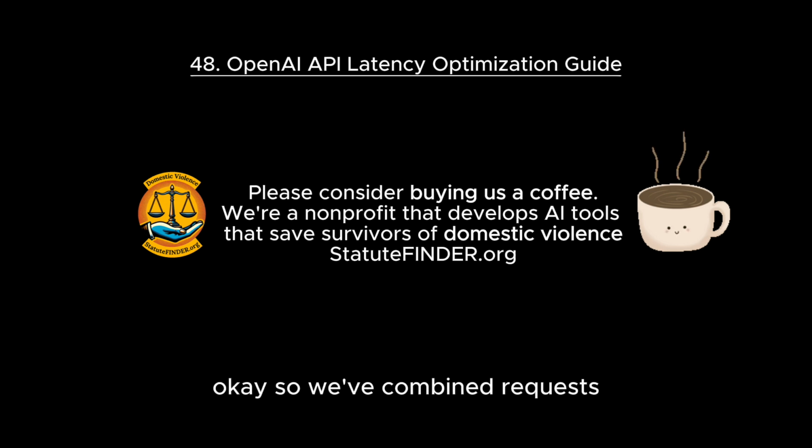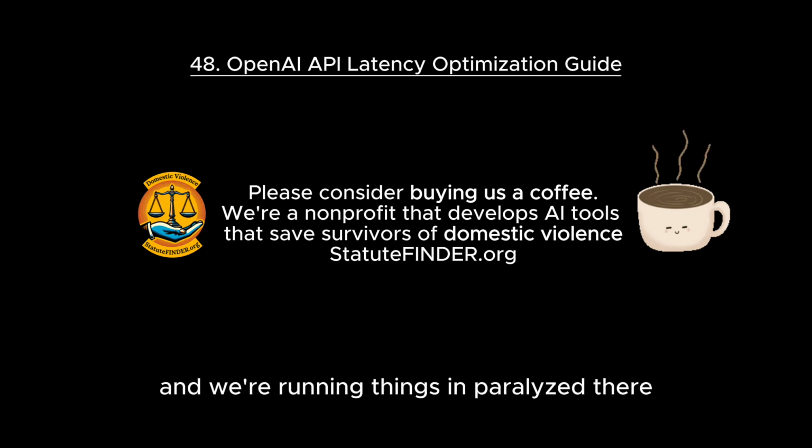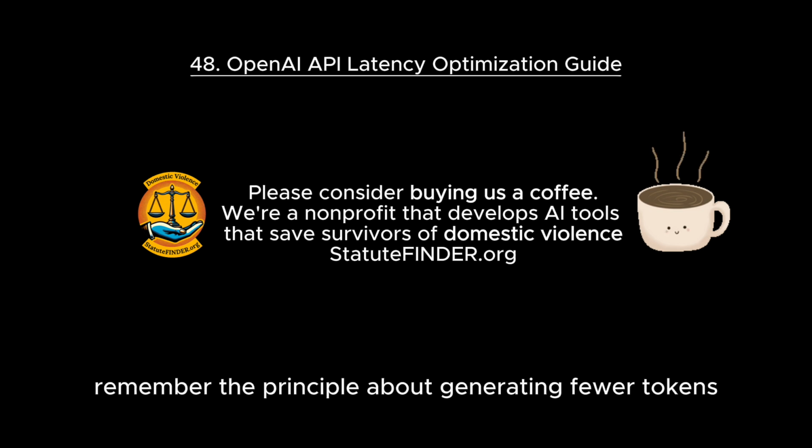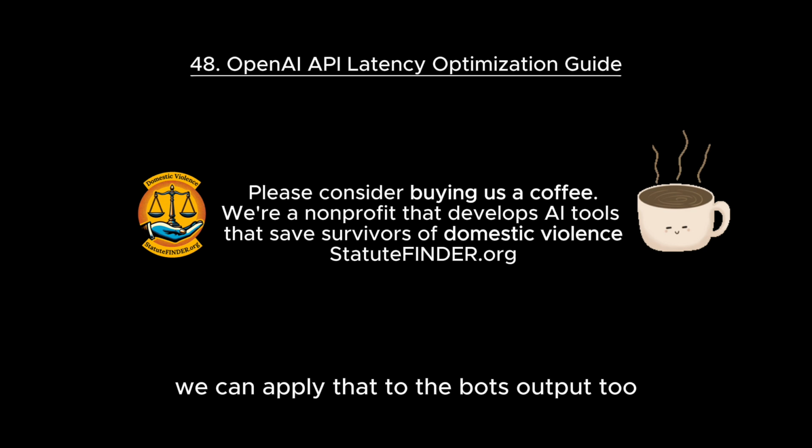Okay, so we've combined requests, we're using a smaller model for some things, and we're running things in parallel. Is there anything else we can do to make this bot even faster? Well, remember the principle about generating fewer tokens? We can apply that to the bot's output too.